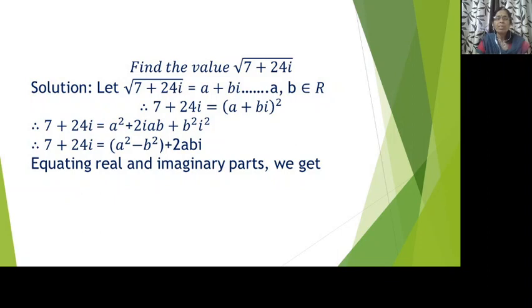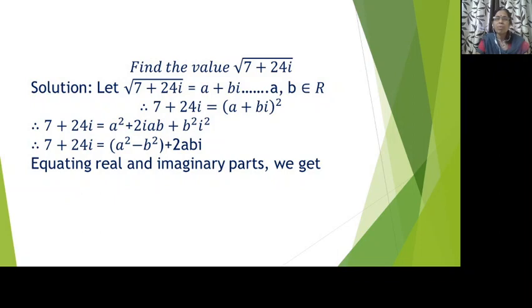So how to find the square root of this? First, let the square root of 7 plus 24i be equal to a plus bi, where a and b are real numbers. Squaring on both sides, we get 7 plus 24i is equal to (a plus bi) whole square. Therefore, 7 plus 24i is equal to a square plus 2iab plus b square i square.